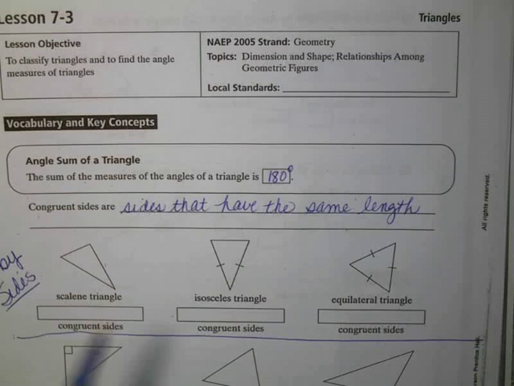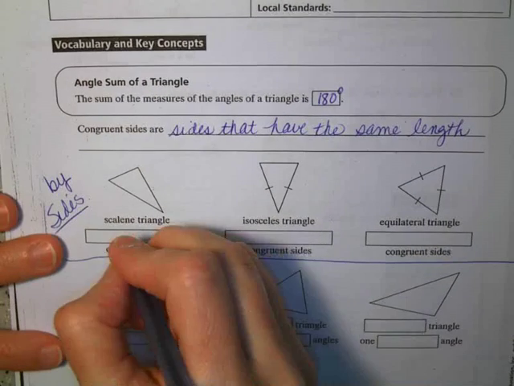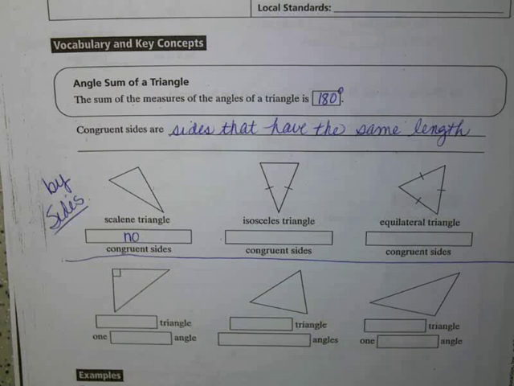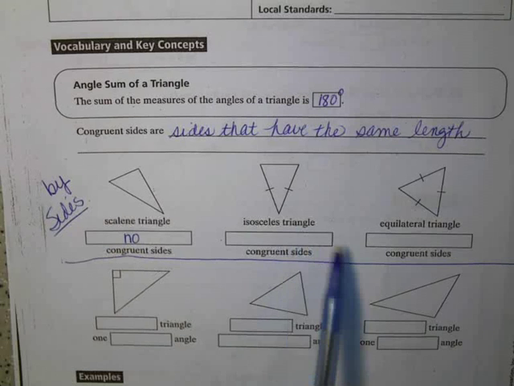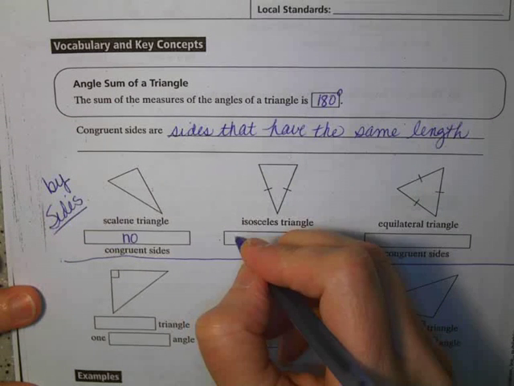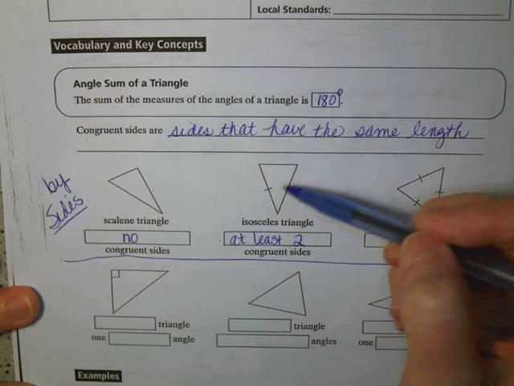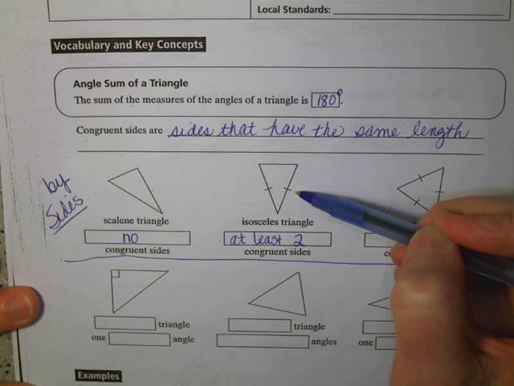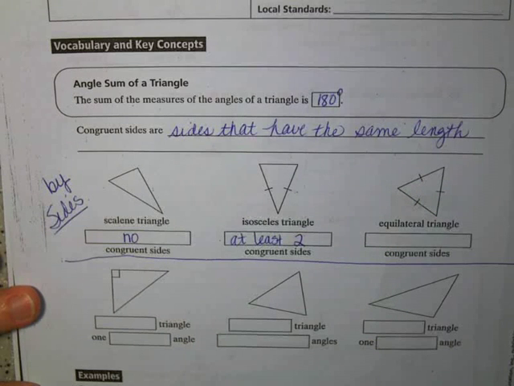So in number 1, the first example we see here, this is a scalene triangle. A scalene triangle has no, or 0, congruent sides. An isosceles triangle has at least 2 congruent sides. Congruency is marked by these little hash marks that you see. Any side within a figure that has one little hash mark on it will be the same length, or congruent.